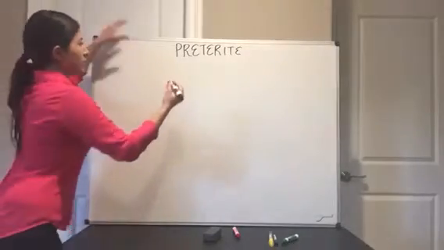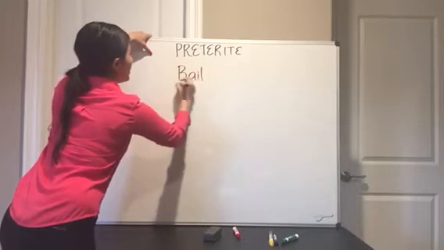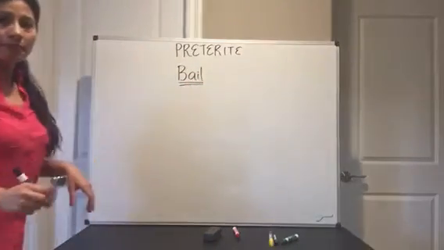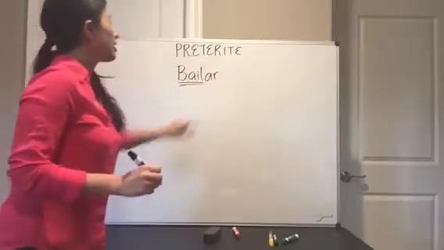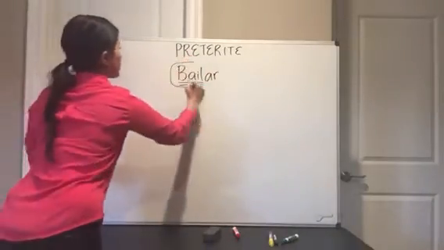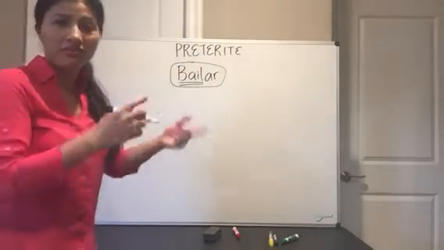So, I'll start with bailar, like I said. Bail, that's the stem. Bailar, it's an AR verb, obviously. The whole verb itself is called the infinitive, I guess because it still has infinite possibilities.